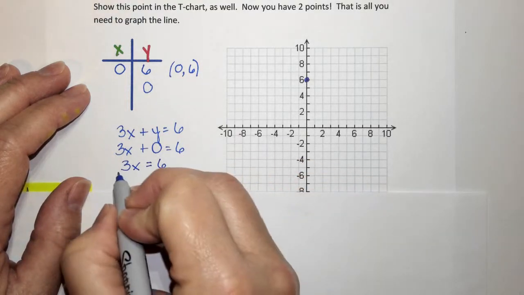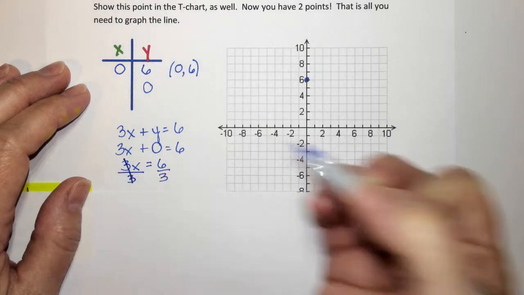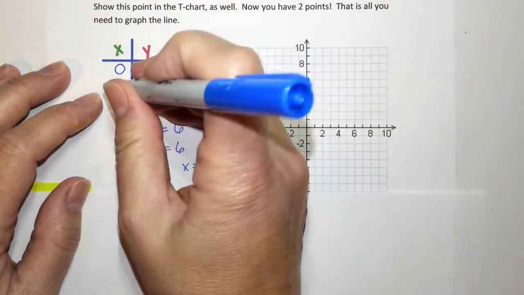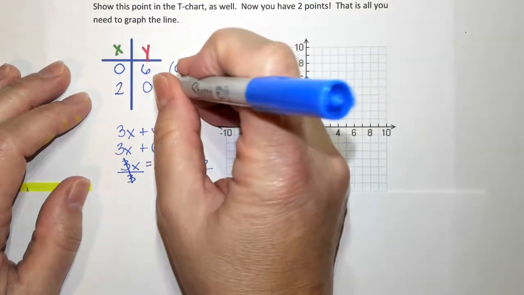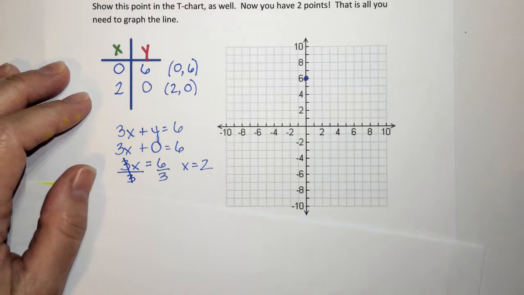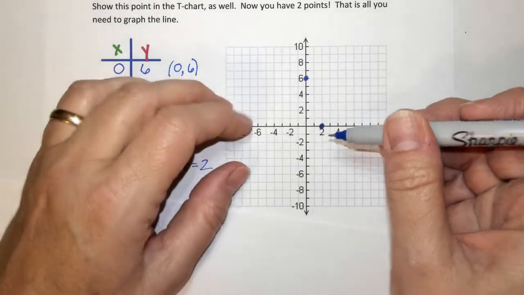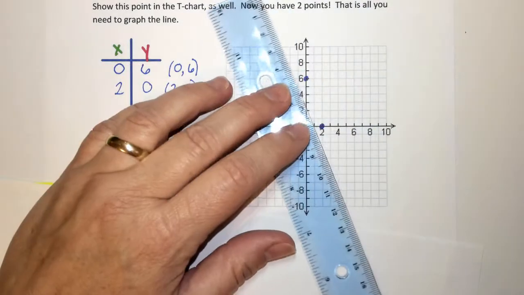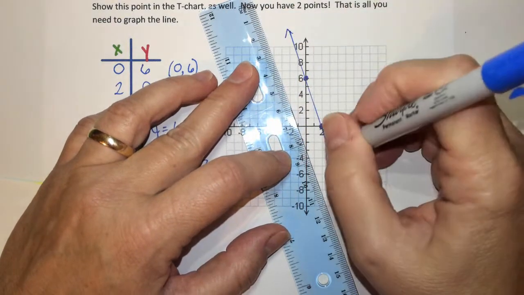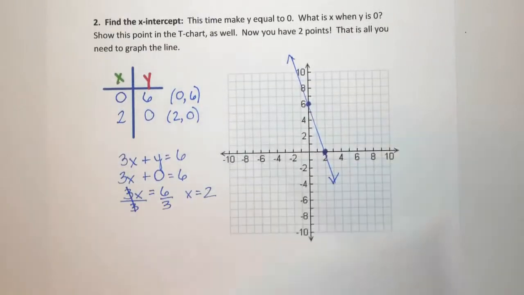This is a one-step algebra problem. Divide both sides by 3. You can cancel out. 3 over 3 becomes 1x. So x equals 2. I just found my second point. Point 2, 0. Let's go ahead and graph that. When x is 2, y doesn't go anywhere. Y is 0. You only need 2 points to graph a line. Put arrows on the end. Next page.